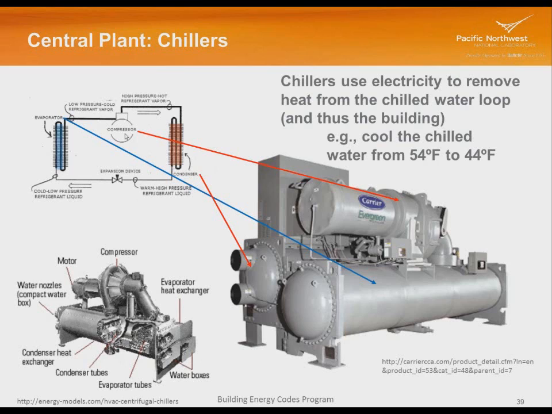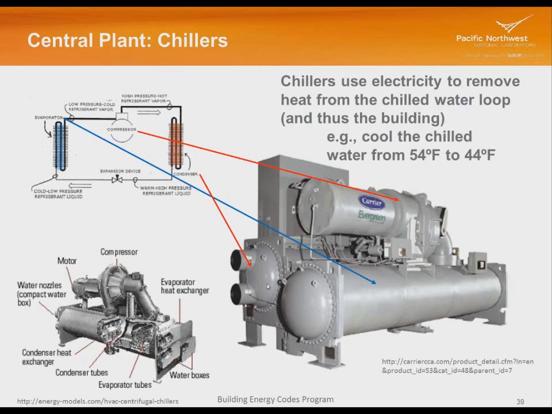The compressor might be a scroll compressor or a bunch of scroll compressors. It might be a reciprocating compressor, a screw compressor. So there are a lot of different types that could be here, and those types are laid out in the tables in the code, and there are different efficiency requirements based on the size and type of the chiller.